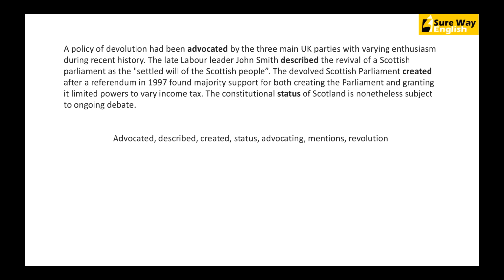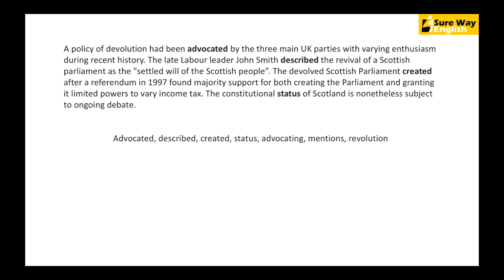The third blank, the devolved Scottish Parliament dash after a referendum found something. So which of these words would go there? What can happen after a referendum? Yep. So some action would have been taken, and the word that fits in there is created. So the referendum was held, and as a result of that, the Scottish Parliament was created.